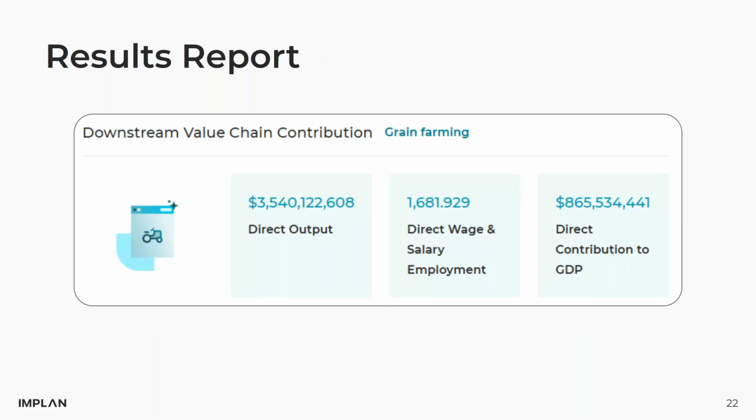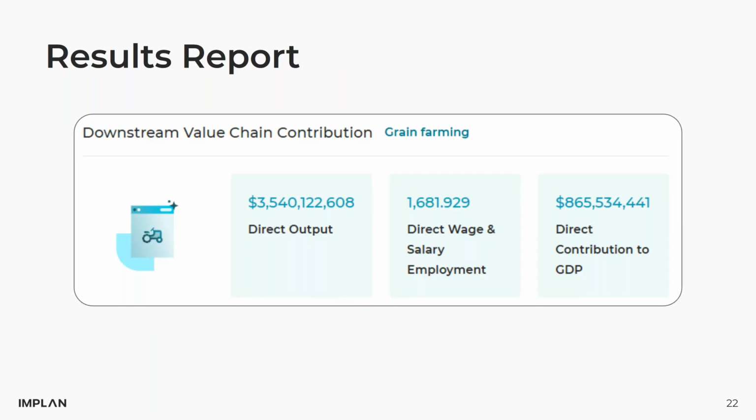Why do we see that 3.5 here? Because I ran 100% of that industry. Then what we have associated with that is the wage and salary employment of 1,600 people and contribution to GDP of about $865 million.